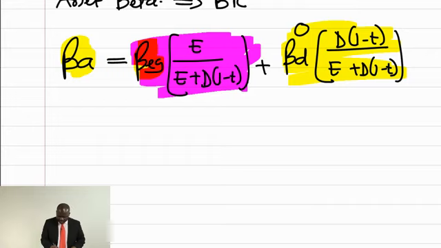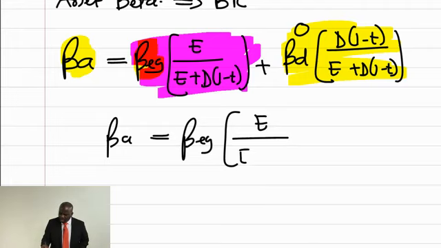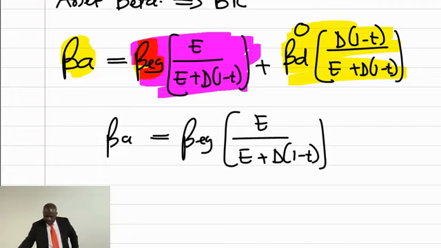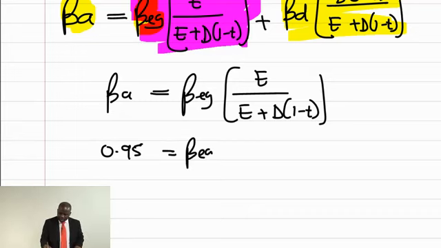So this is what we are going to do. The straightforward thing here is that we will say the asset beta should be equal to the equity beta geared, market value of equity over market value of equity plus market value of debt, 1 minus T. So here it was given as 0.95. This is what I'm looking for.